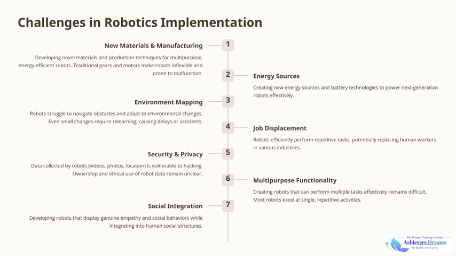Now, let's take a look at some of the key challenges we face in implementing robotics effectively. One major issue is the development of new materials and manufacturing techniques. Traditional gears and motors, while reliable, tend to make robots inflexible and prone to malfunction. To create more versatile and energy-efficient robots, we need innovative materials and production methods.